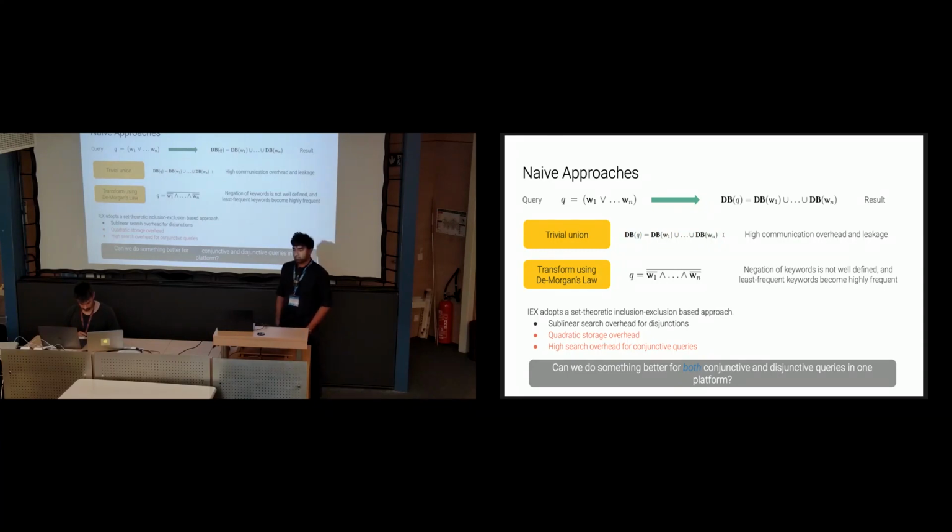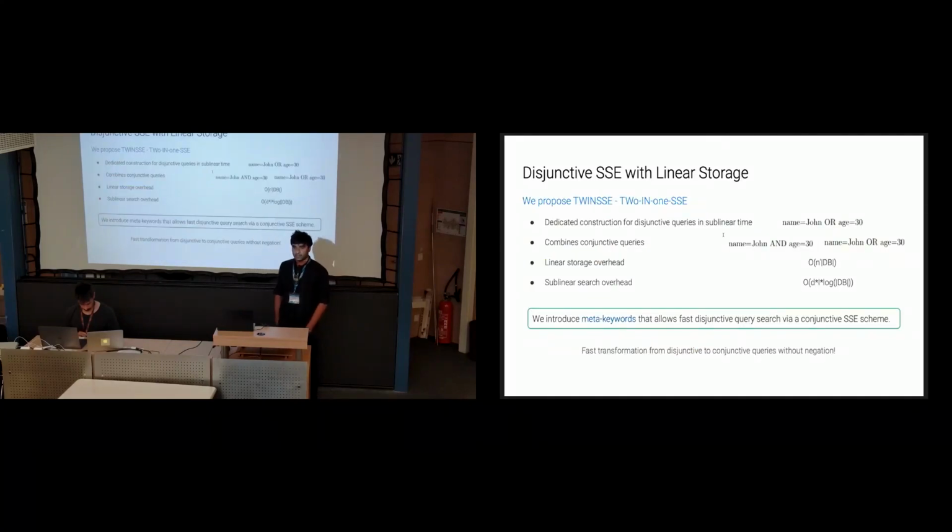So in that sense, an SSE platform which can efficiently process both conjunctive and disjunctive queries with optimal storage overhead is still unexplored. In this work, we propose TWO-IN-SSE, a dedicated construction for disjunctive queries which can also process conjunctive queries very efficiently, and it incurs linear storage overhead for the encrypted database. At the same time, it has sublinear search overhead for disjunctive queries.